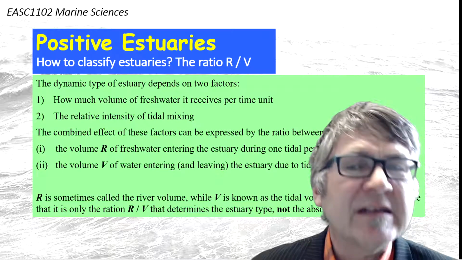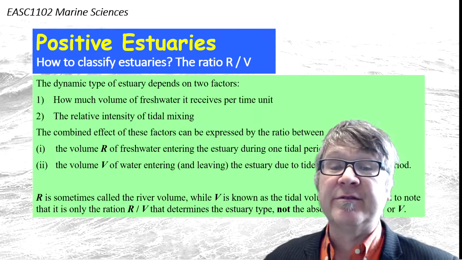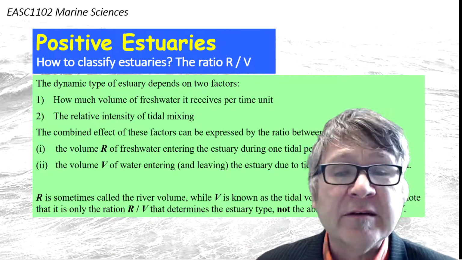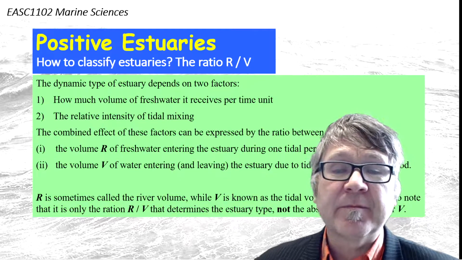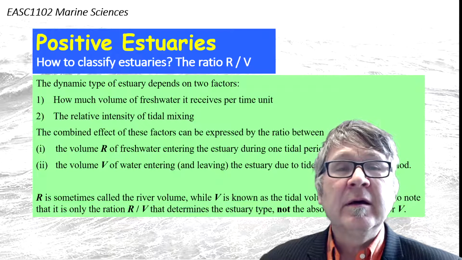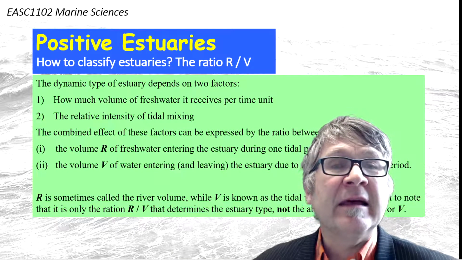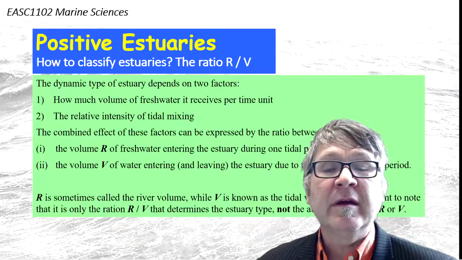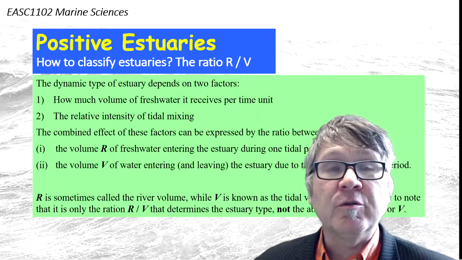So now how do we classify positive estuaries? There are different types of estuaries. How we do that is we actually look at two properties of an estuary. We look at how much fresh water an estuary receives per time unit. This is what we call the freshwater volume, R.